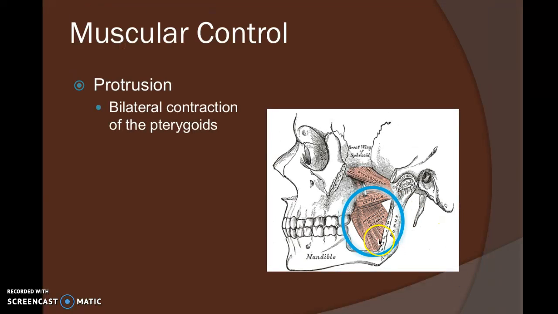So in protrusion, we have a bilateral contraction of the pterygoids. We have the internal pterygoid and the external pterygoid, and the reason these are named is by where they attach on the pterygoid plate of the sphenoid bone. Okay, so protrusion is basically both of these muscles working together to pull the condyle forward.